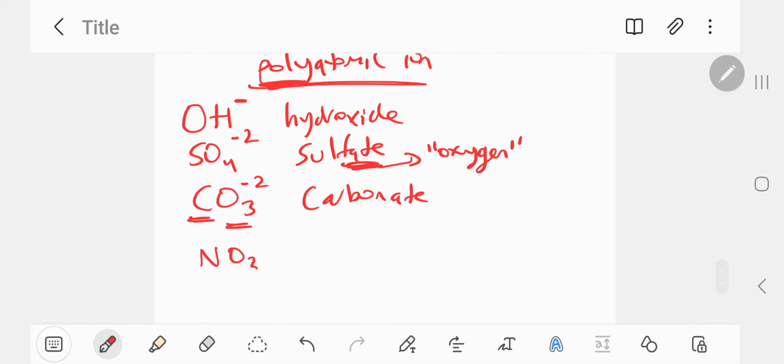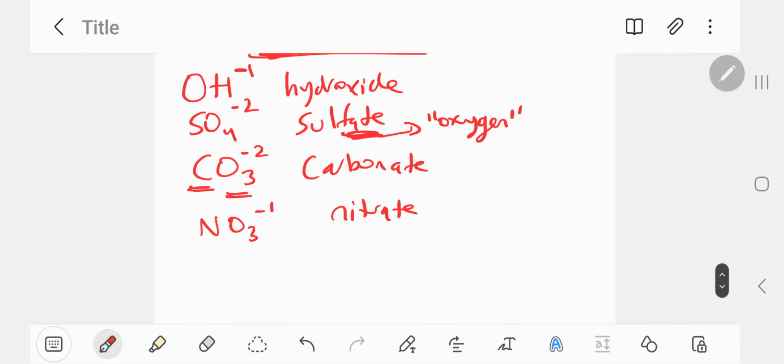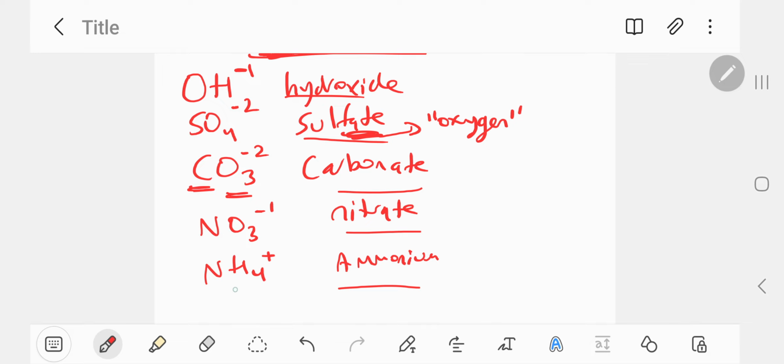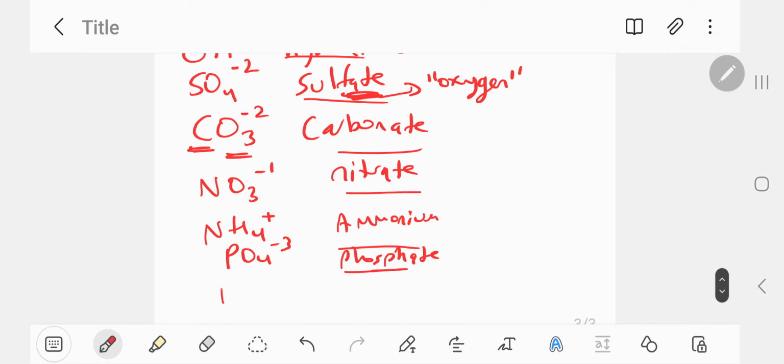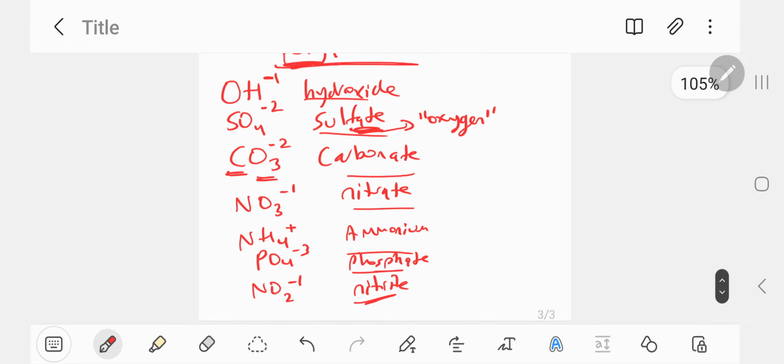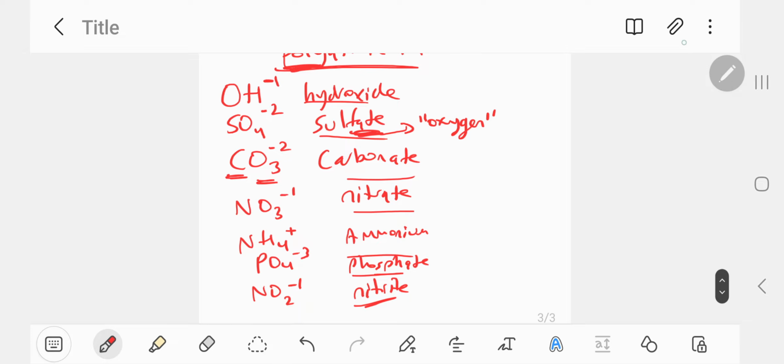Then you have nitrate, NO3 -1. This is nitrate, okay, nitrogen, NITR. ATE is oxygen. Ammonium, NH4 +. That's one you have to commit to memory somehow. Phosphate is PO4 3-. Then there's nitrite, which is NO2 -. With practice, you'll commit these to memory automatically, I promise. You just have to do a lot of examples.